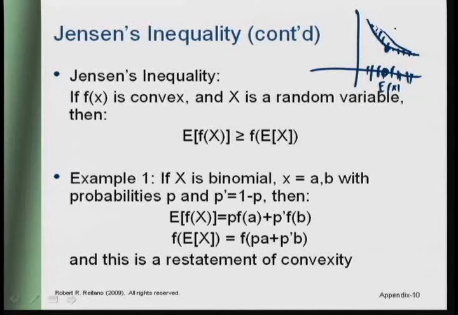First example is if x is binomial. So x can only take on values a and b, and they have probabilities p and p prime. The expected value of f of x is just a weighting of f of a and f of b, and f of expected value is this. So the inequality, Jensen's inequality, is just a restatement of convexity. In other words, if I have a binomial random variable, Jensen's inequality is simply a restatement of convexity for the particular probabilities p.